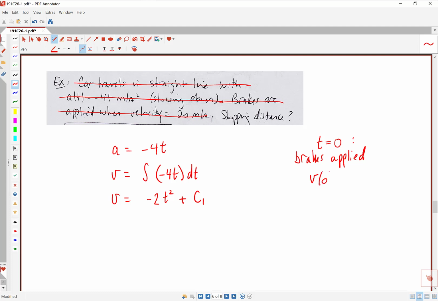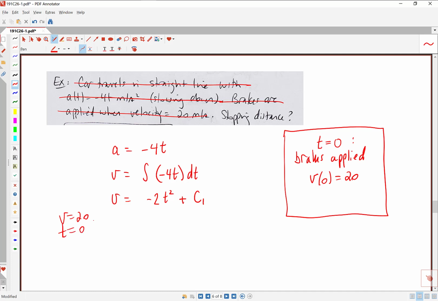So I would phrase that as v of 0 is equal to 20. I'm just going to keep this box here. I think we will come back to it a little bit later in the problem, but for now we're going to use the fact that v of 0 is equal to 20. So we're going to sub in v equal to 20 and time 0, and that's going to give us our value of c1. So we'll put this stuff in a box.